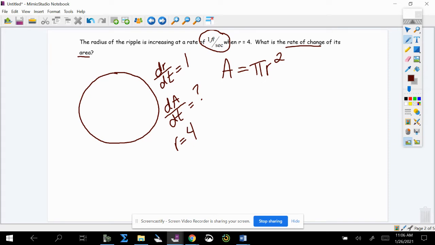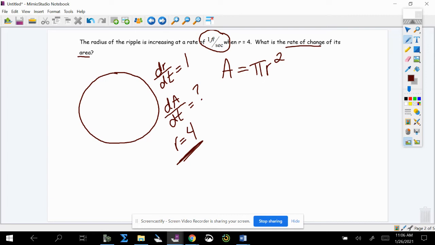And there will be a moment that we have to talk about, just like with slope. When I want the slope, it's going to ask for the slope at a particular value, or I want the velocity at a particular value. This is that particular value. You would get a different answer for how the area is changing if I wanted to know what happens when the radius is 2 or 3 or 5.